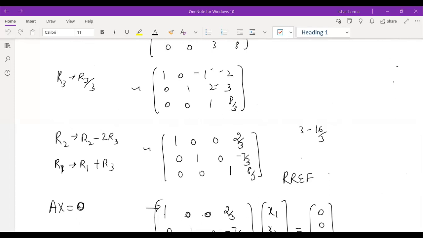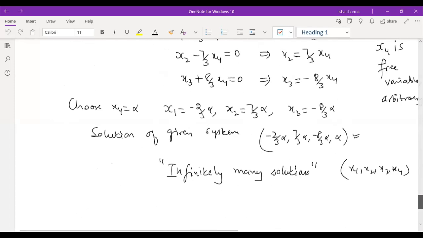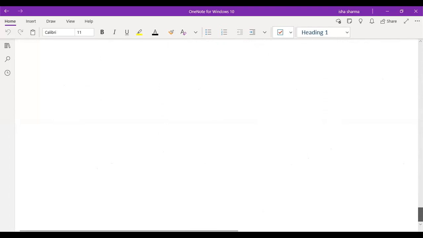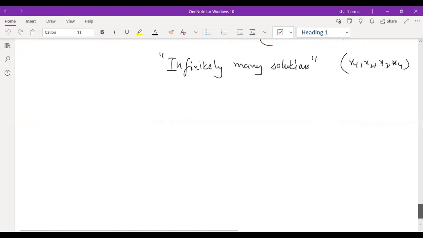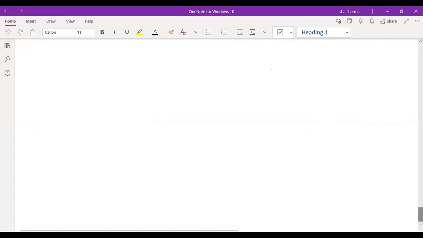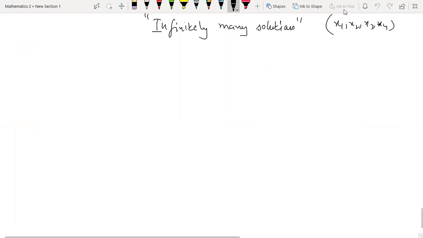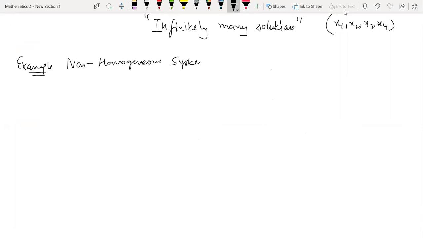Okay, so I just hope that is clear. So let me move ahead with the next example. The example which I am going to pick up is of a non-homogeneous system of equations, because for homogeneous, you will be doing the same thing all the time. So let me pick another example. So this time we have a non-homogeneous system of equations.